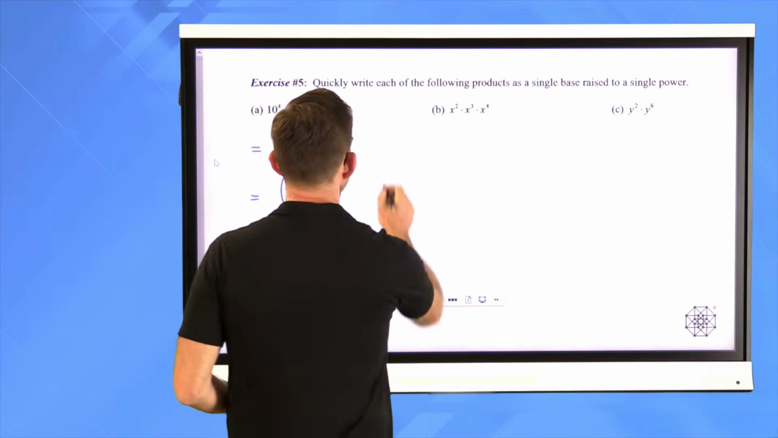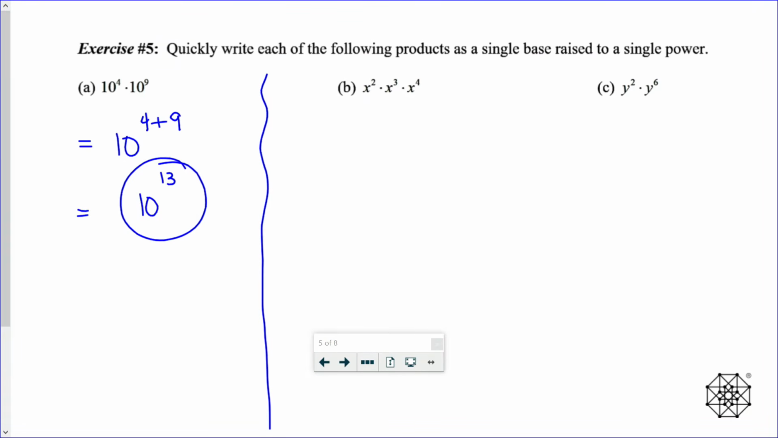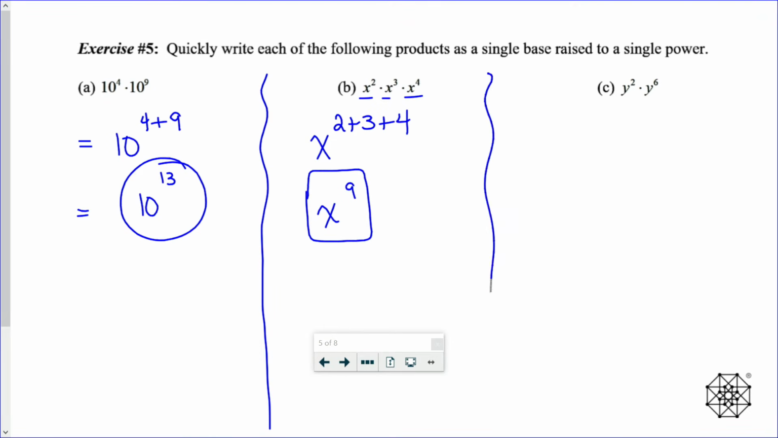Simple enough. Now again, this only works if the base is the same in each case, which in these problems is, here we've got x, x, and x. So x squared times x cubed times x to the 4th. We're just going to add those exponents, right? 2 plus 3 is 5, plus 4 is 9. So all of that is going to be x to the 9th. Likewise, here we've got y to the 2nd times y to the 6th. That's going to be y to the 2 plus 6, and that's going to be y to the 8th.